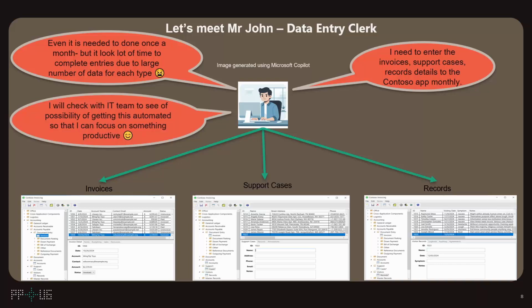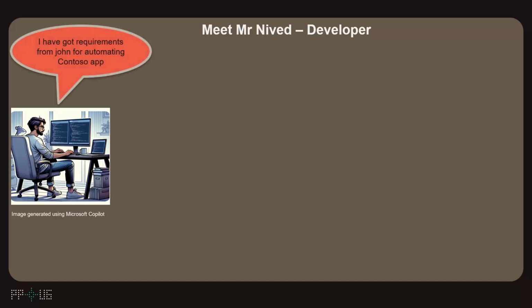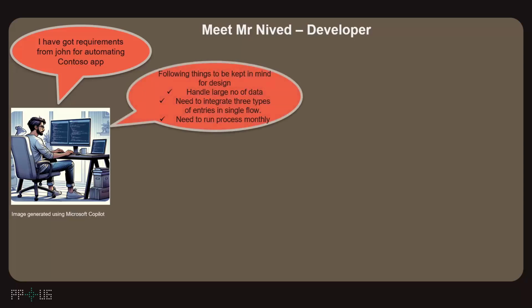So he is going to check with the IT team to see whether it can be automated. Now let's go to the developer, who is me. I'm the developer who is going to design the automation for John on this Contoso application. I got the requirement from John: the automation should enter the details into the Contoso application for invoices, support cases or records. All three have to be handled, and when I was thinking about this design, I had to keep three things in mind.